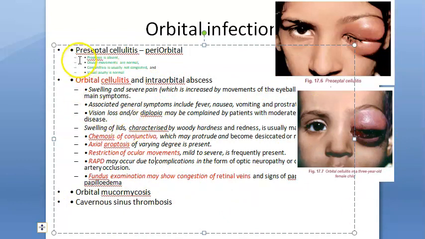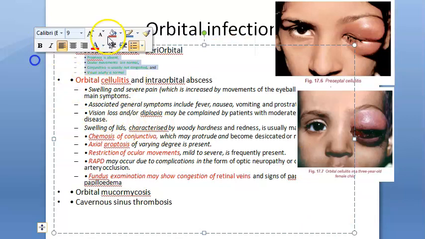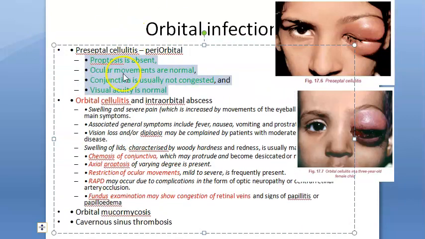Let us look at this. Preseptal, what is there here? Proptosis is absent. Ocular movements are normal. Conjunctiva is not affected. Visual acuity is fine. So remember, ocular movements are normal. Now coming to orbital cellulitis, here these people will have severe pain. When they move the eyeball, they have more severe pain. In preseptal, they don't have that much pain when they move.